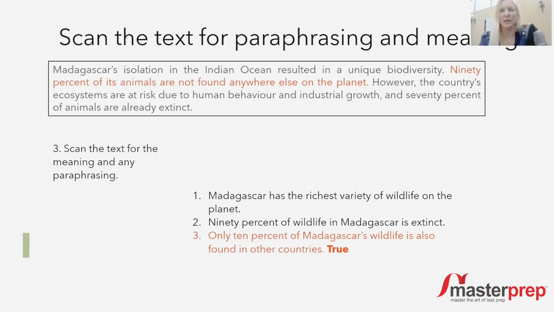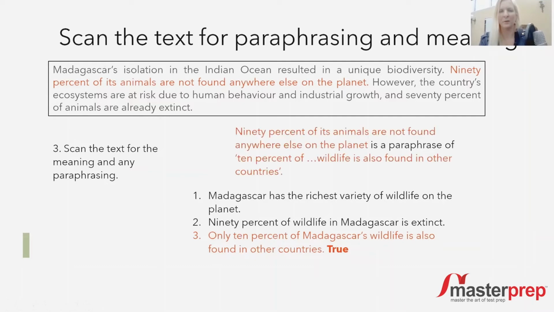Now we're going to see if we can find a paraphrase. And we do. 90% of its animals are not found anywhere else has exactly the same meaning as number 3: only 10% of Madagascar's wildlife is also found in other countries. This is very tricky because it's not obvious that number 3 is a paraphrase. You have to use your understanding of percents to know that that is a true paraphrase of sentence number 2 in the text. However, if you do see the keyword, that does help to make that quick paraphrase.